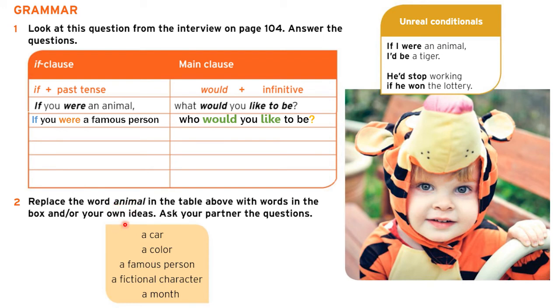You can use any other idea if you want, and when you finish, you're gonna call your classmates and you're gonna ask them the questions. You're gonna say, if you were an animal, what would you like to be? And they have to answer, I would like to be a dog. If you were a famous person, who would you like to be? And they have to answer, I would like to be, and the name of the famous person. Right? So do it, guys, and when you finish, we'll continue.